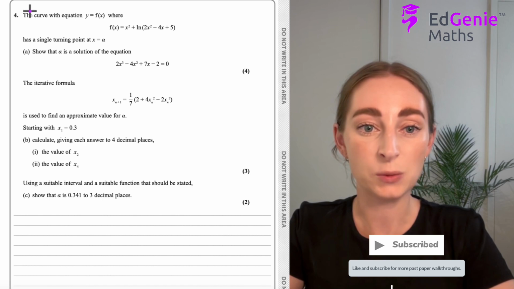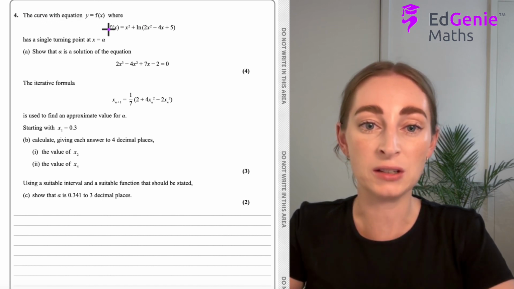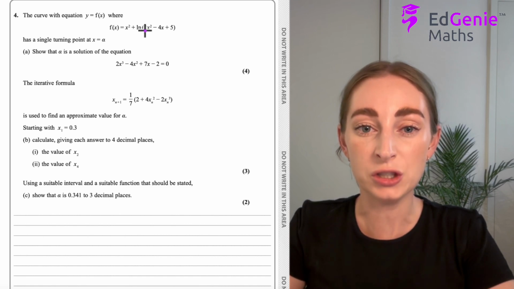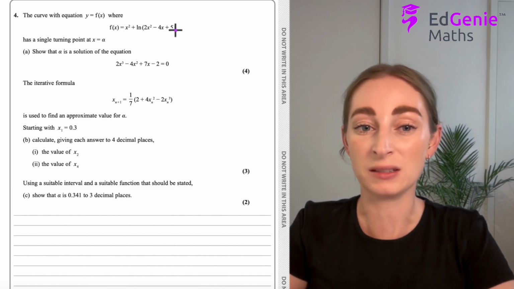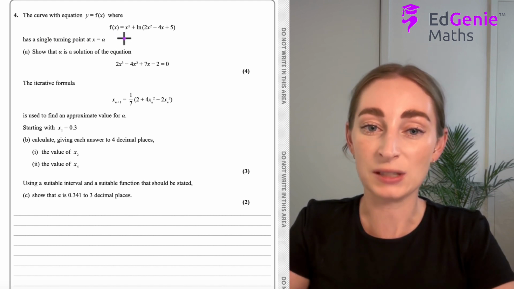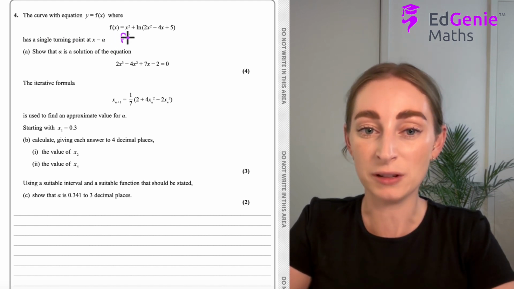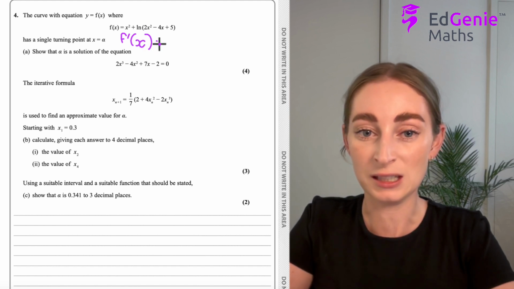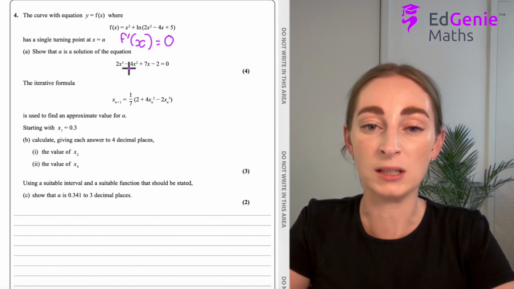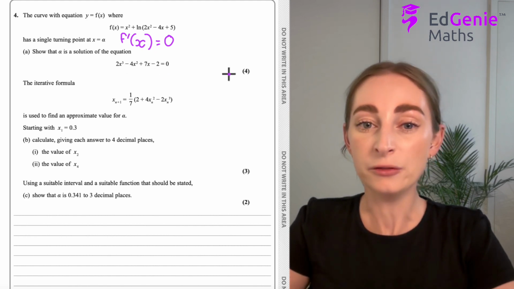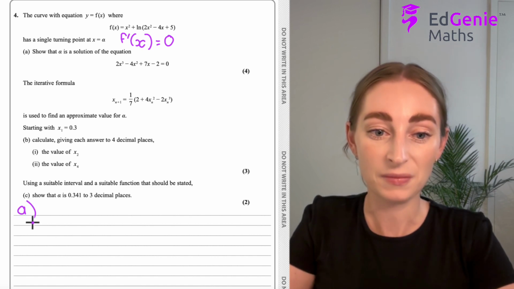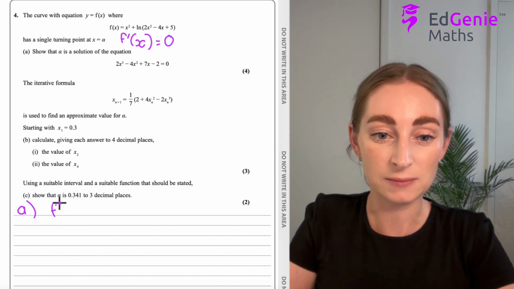Question 4 says we have a curve with an equation f of x equals x squared plus ln of 2x squared minus 4x plus 5 has a single turning point at x equals alpha. So that means that when you differentiate, it will give you 0 at that point. Show that alpha is the solution of the equation, and they've given us an equation. 4 marks, so it might be a little bit fiddly, but let's give it a go. So I'm going to differentiate this.